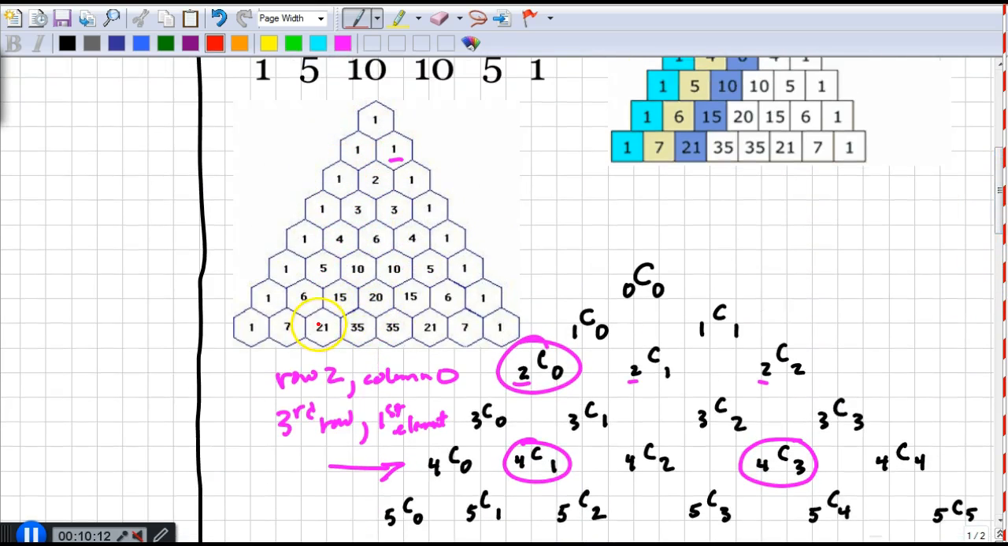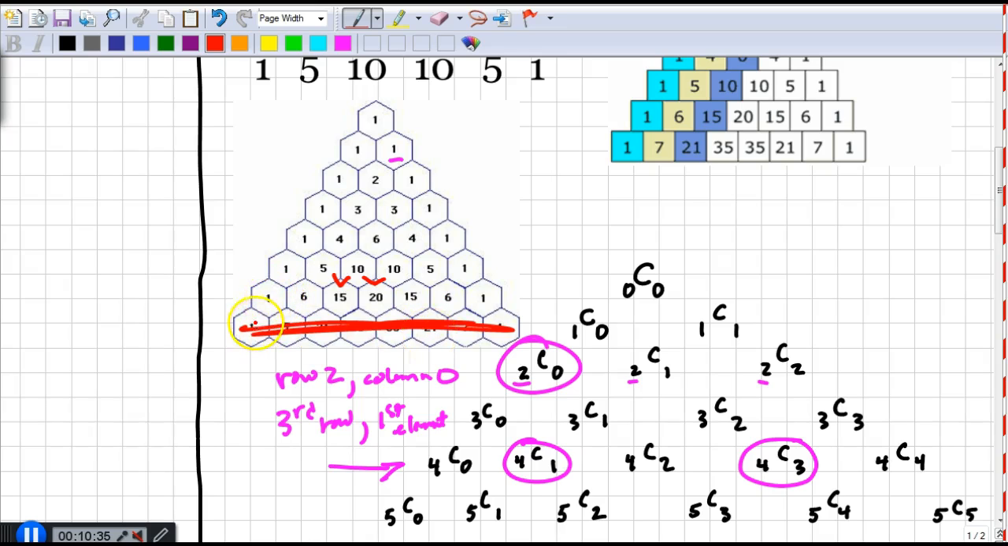If you're trying to generate this term here, it comes from you adding the two terms above it together. So 6 plus 15 is going to generate 21. Same thing here. 5 plus 10 makes the 15. 10 plus 10 makes the 20. So if you were given row 6 and asked to generate row 7, it would be very easy to do.